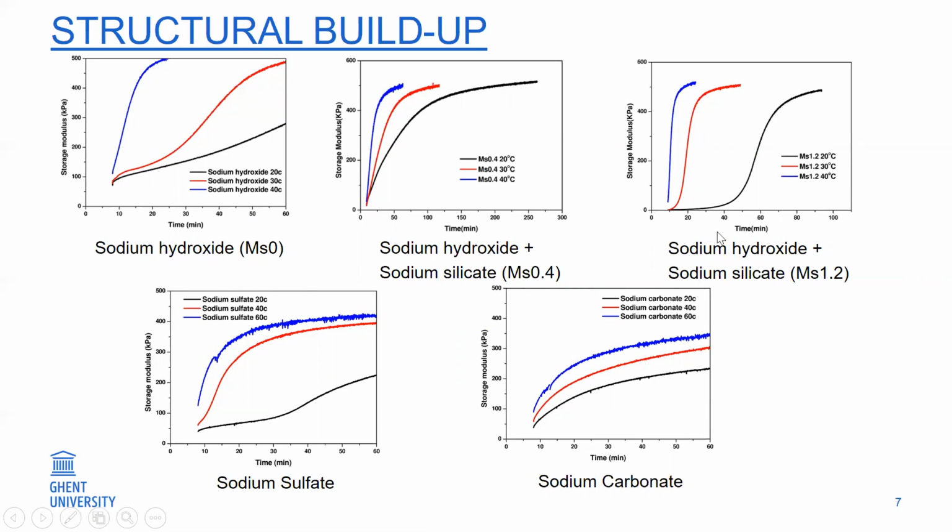It is very worth noting that for the MS 1.2 mixtures at 20 degrees, we can observe a long induction period without any increase in storage modulus. But when the temperature increases to 30 or 40 degrees, you can see a rapid increase in storage modulus at a very early age. This means that temperature indeed has a significant influence on the structure buildup of AAC. The same can also be seen for other mixtures with different activator solutions.